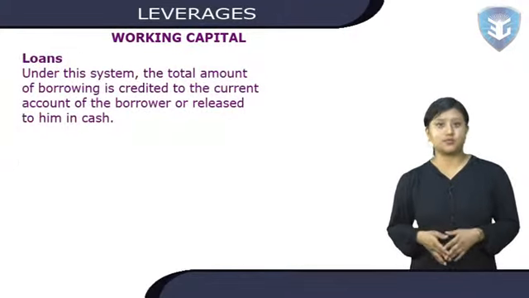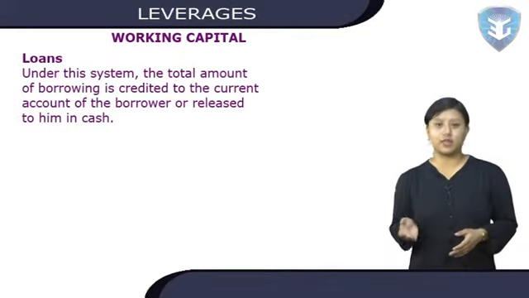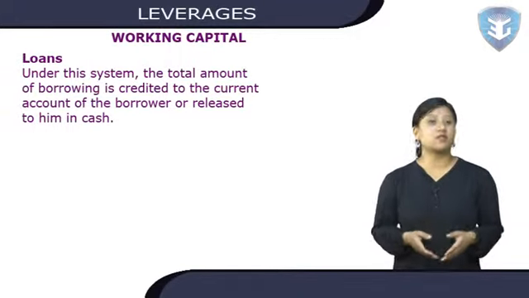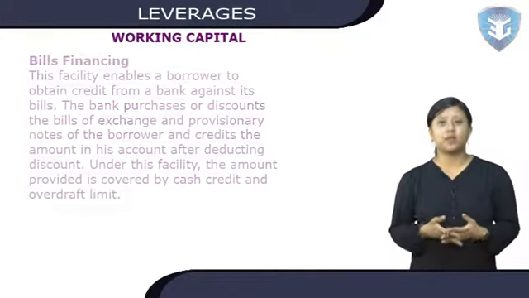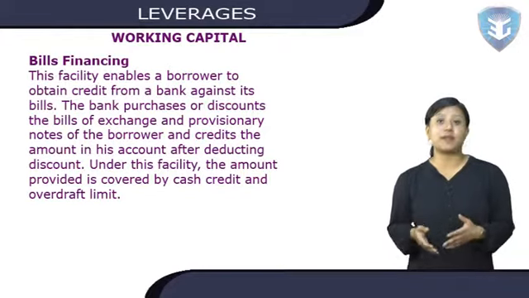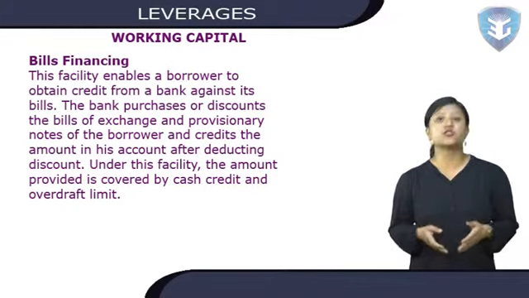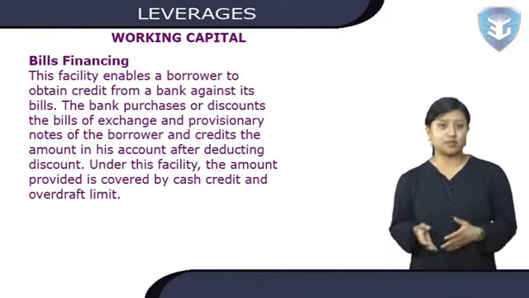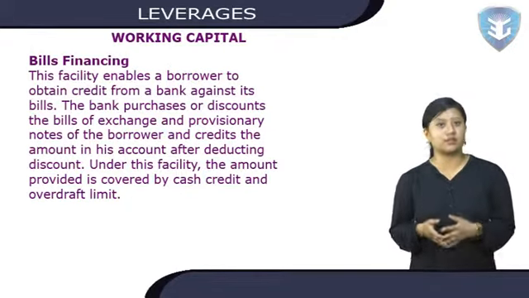Loans. Under this system, the total amount of borrowing is credited to the current account of the borrower or released to him in cash. The borrower has to pay interest on the total amount of loan irrespective of how much he draws. Loans are payable either on demand or in periodical installments. Bills financing. This facility enables a borrower to obtain credit from a bank against its bill. The bank purchases or discounts the bills of exchange and promissory notes of the borrower and credits the amount in his account after deducting discount. Under this facility, the amount provided is covered by the cash credit and overdraft limit.